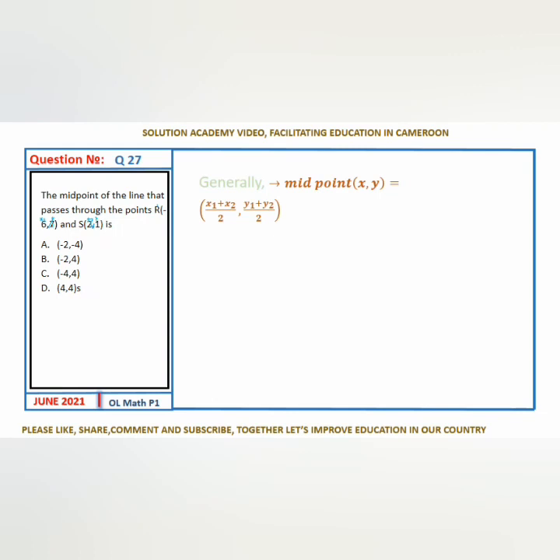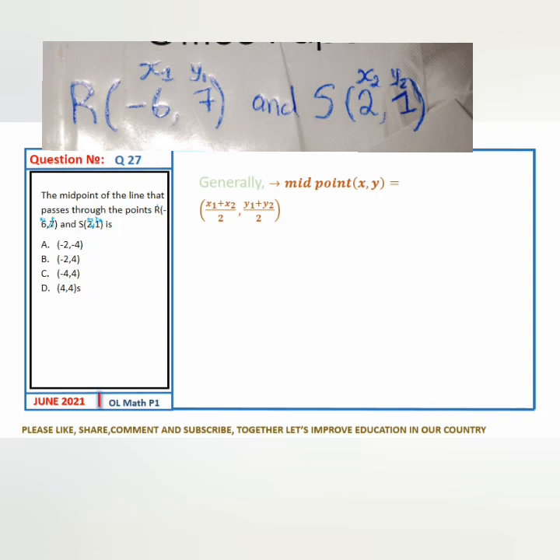So we have x1 is negative 6, y1 is 7. That is from the first point, and when we move to the second point, our first point becomes x2 and the second point becomes y2. So to this effect, we can just substitute into our formula and we simplify.